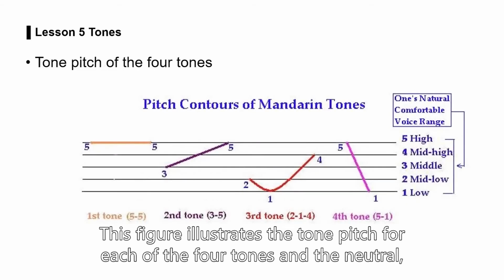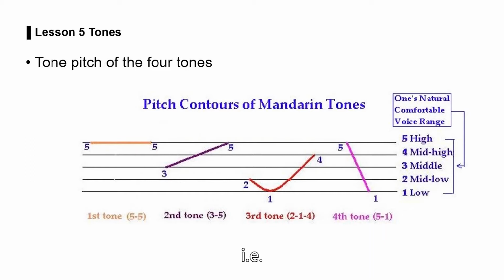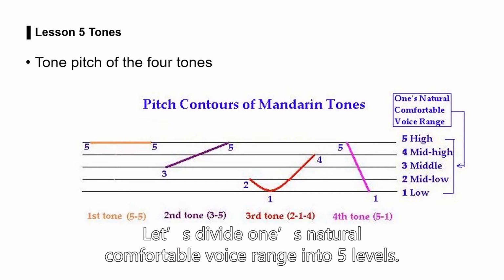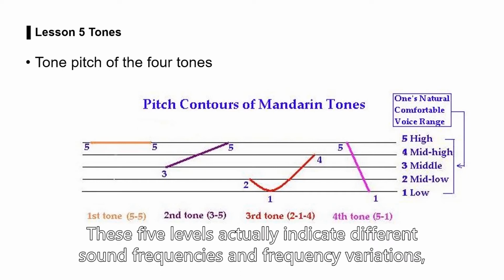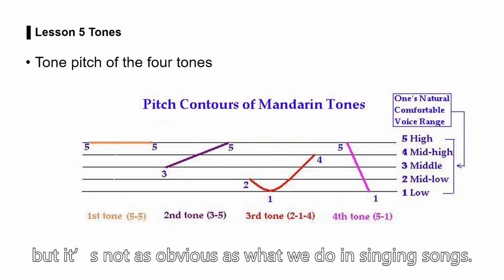This figure illustrates the tone pitch for each of the 4 tones and the neutral, i.e., 0 tone. Let's divide one's natural comfortable voice range into 5 levels. These 5 levels actually indicate different sound frequencies and frequency variations, but it's not as obvious as what we do in singing sounds.